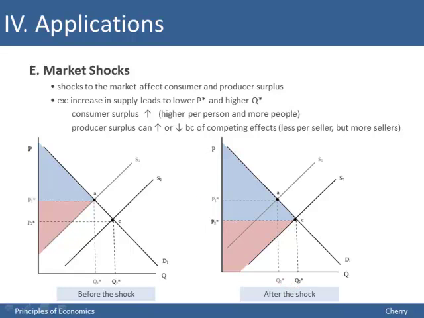Producer surplus, on the other hand, is a little less clear because they're receiving a lower price, which has a negative impact on producer surplus, but they have lower cost, which is a positive impact on producer surplus, and there are also more producers. So that's a little less clear, and you would have to weigh and actually get down to the numbers to figure out the net effect on producer surplus.